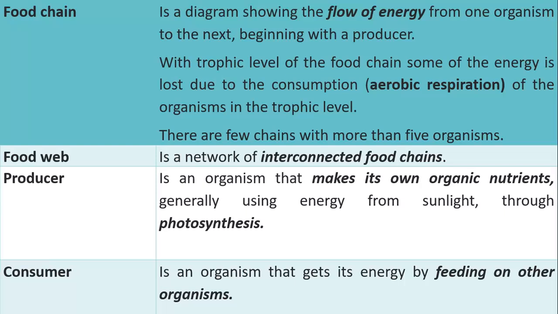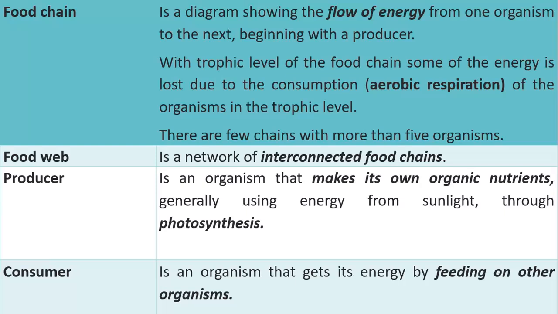So what's a food chain? It is a diagram showing the flow of energy from one organism to the next, and it has to begin with a producer. With each trophic level of the food chain, some of the energy will be lost.